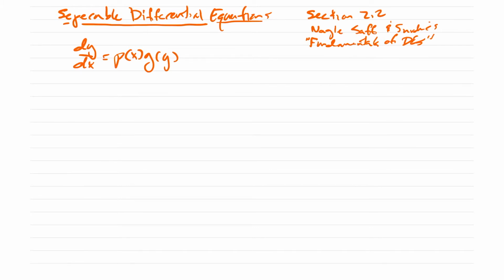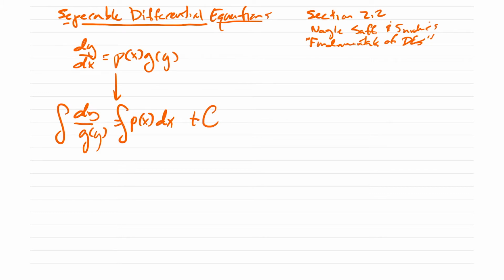So these are special differential equations, and basically you can actually separate the equation into two different integrals. So for instance, if we write it like this, then heuristically we get dy over g of y, and we get p of x times dx, and then you integrate both sides. You come out with an integration constant, and that's basically it. Though technically it's a little bit more complicated, and it uses the chain rule, or u substitution if you want.